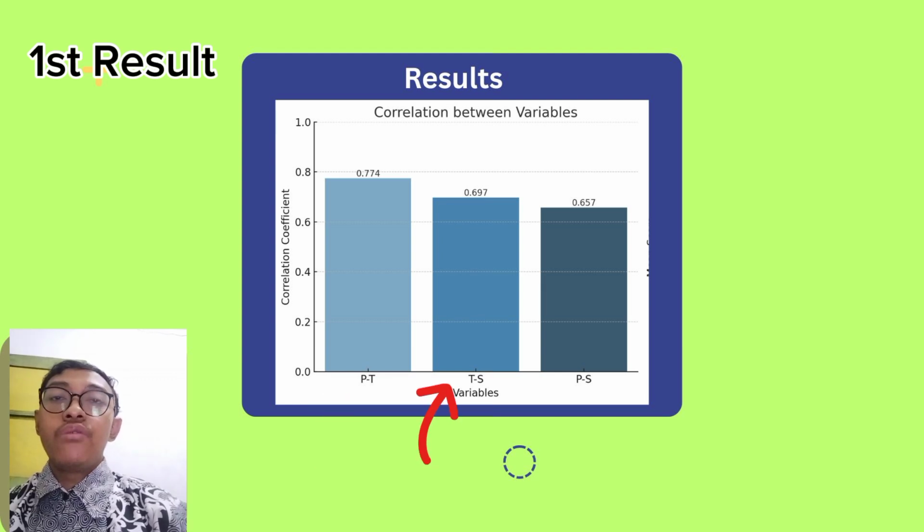The second part, which is in the middle of this chart, shows TS, target-situation, with rho 0.697. This is also a strong positive correlation, slightly weaker than PT.